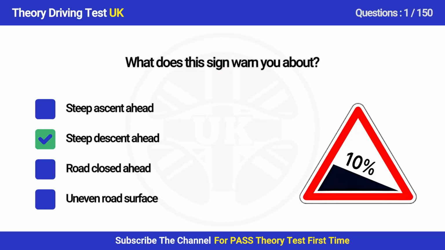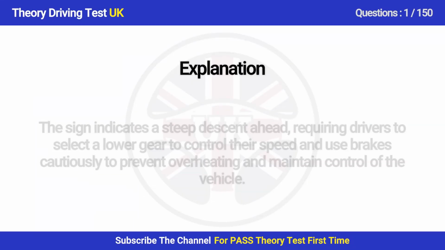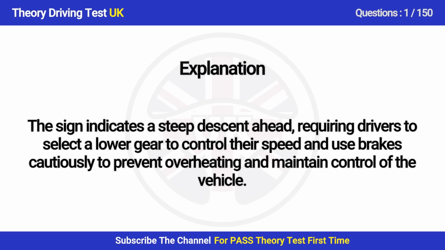Answer is B. Steep descent ahead. The sign indicates a steep descent ahead, requiring drivers to select a lower gear to control their speed and use brakes cautiously to prevent overheating and maintain control of the vehicle.